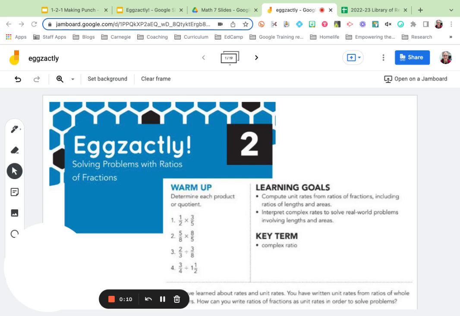Now, before we dig too much into what that means, let's take a look at our warm up. And today we have 4 problems. I want you to do number 1, number 2, and number 3.